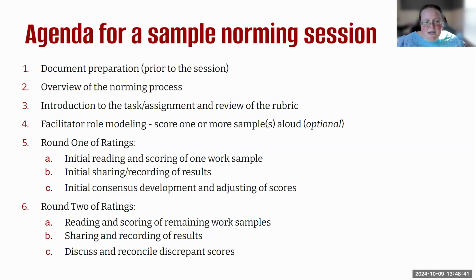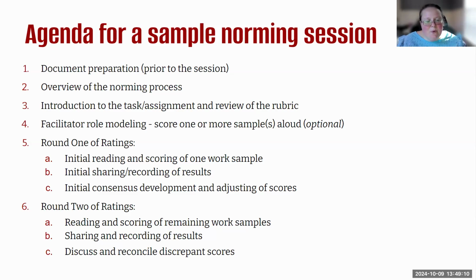There would be some discussion to try and reach consensus about what the appropriate score would be for that criteria or for that work if it was holistic. And then there would be a second round of ratings where you maybe go through another 2 or 3 work samples. And then again, share and record results. And if there are still discrepant scores, you would again discuss and try to reach consensus.